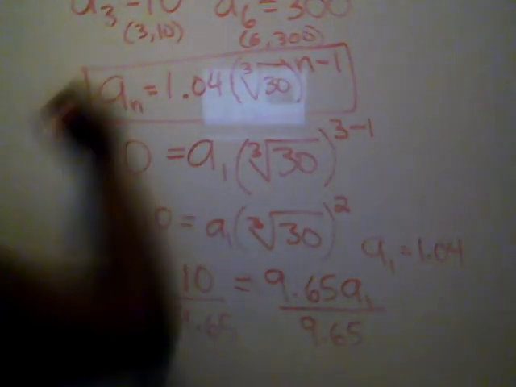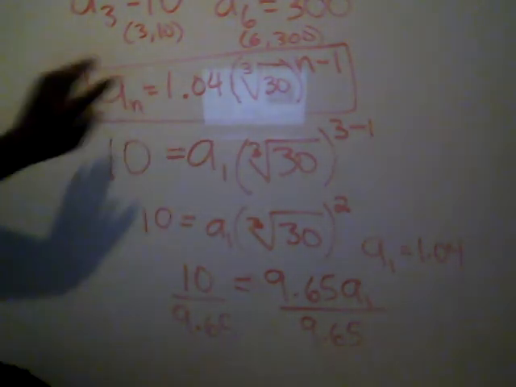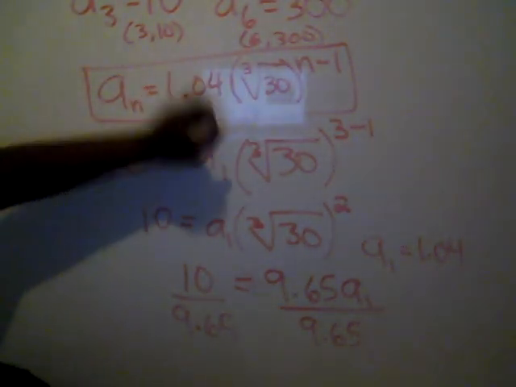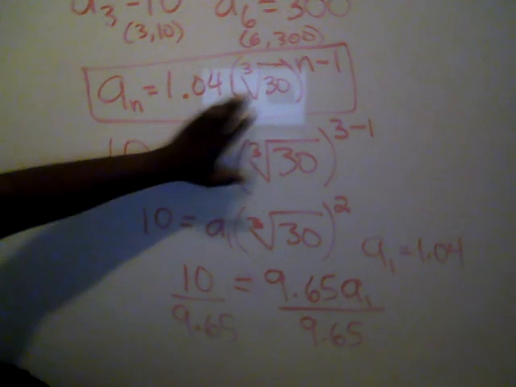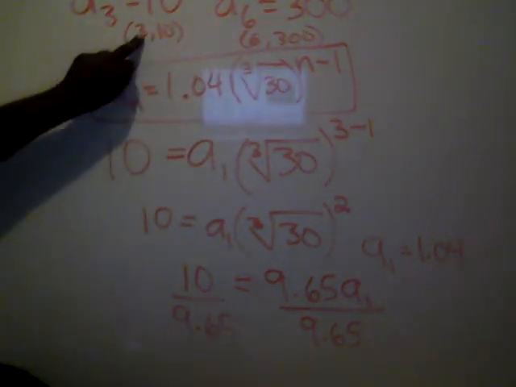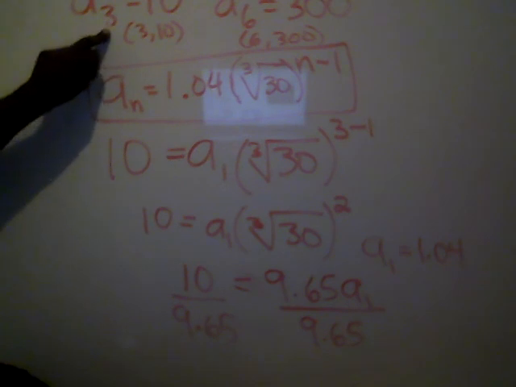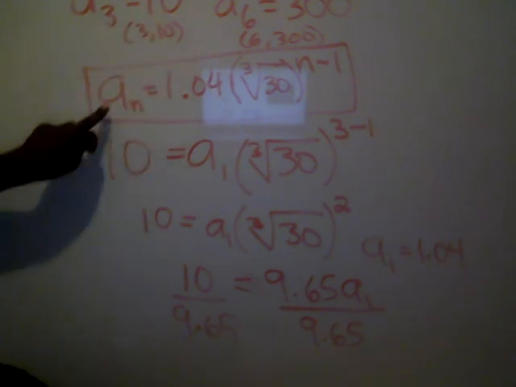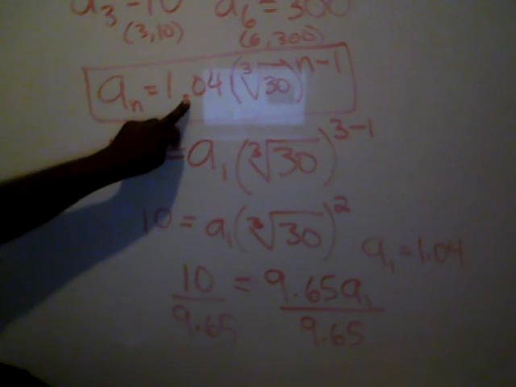So just to recap, to find the r value, make two separate equations and divide them. Once you have your r value, use one of your two data points to plug it back in, putting the term number n for n and the value number n for a sub n, and use that to find your first term.